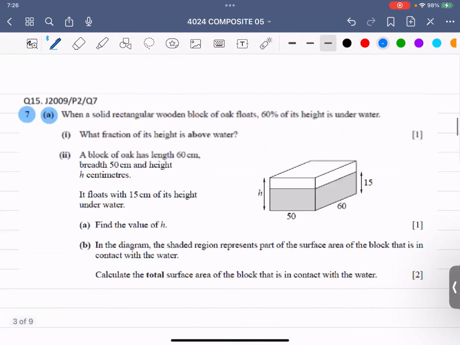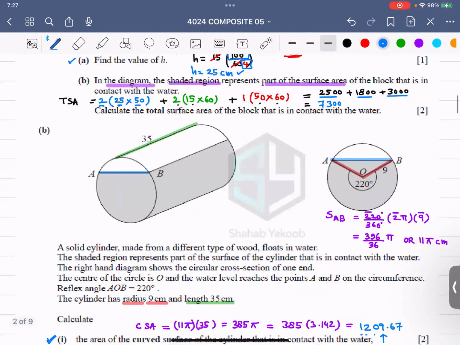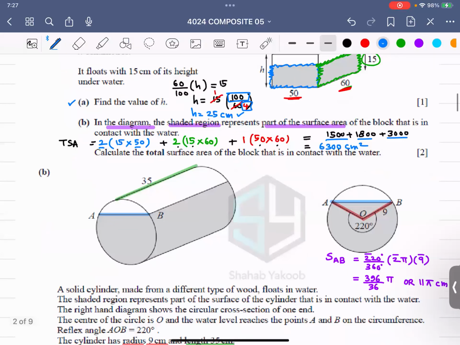So this is 50 into 15. Okay, this is not H, this is 50. So let me just correct this. So this is 15, this is 1500, and that makes the answer correct. This is 1500 in black. And this comes out to be 6300 centimeters square. So this thing also is corrected.